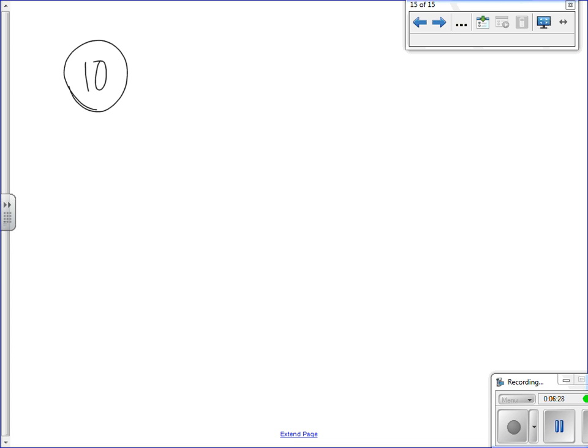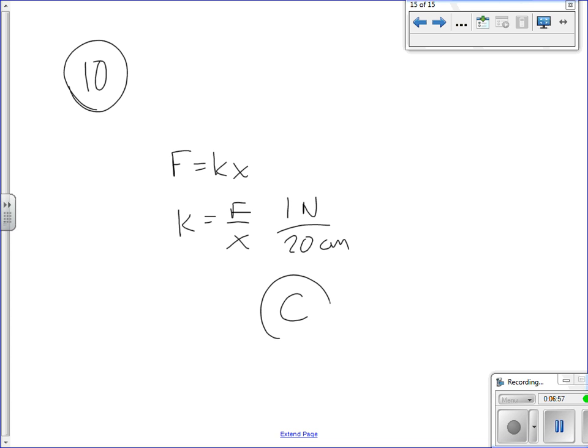10. What's the spring constant? Let's see. 1 Newton, kx. Meters. Ah, but they want it in centimeters. So we leave it as this. 20. 0.05 newtons per centimeter. Next.